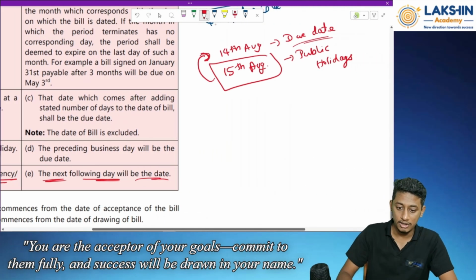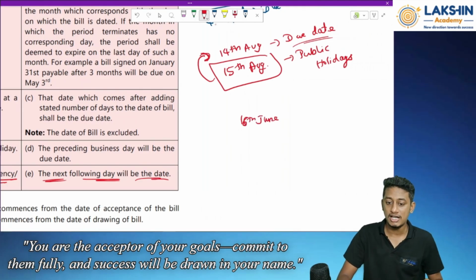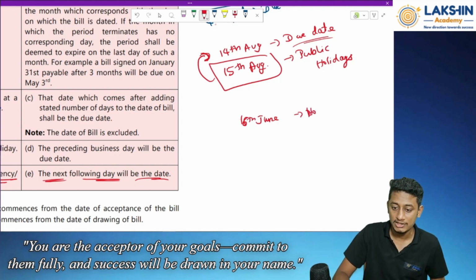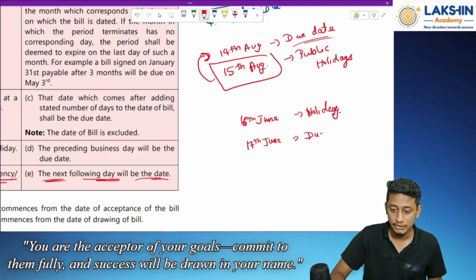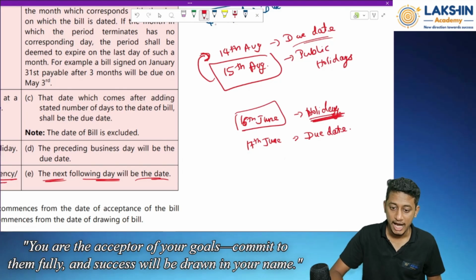Let us say the 16th of June was the due date, but suddenly the government announced that on 16th June it is a holiday, for some reason. So because of this unforeseen holiday, the 17th of June will become the due date. 16th was the due date, but because of the holiday, I am shifting it to the 17th.